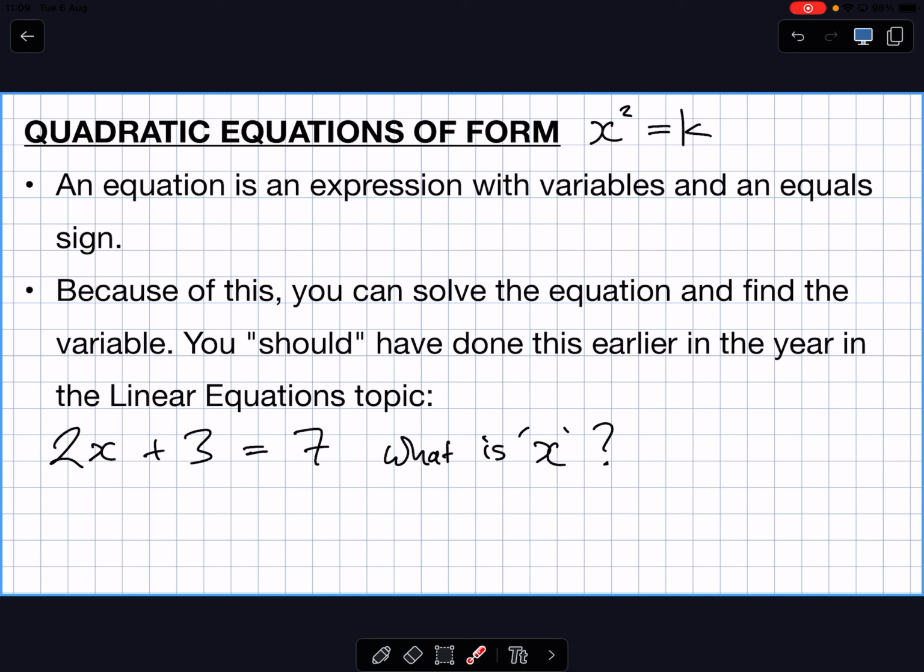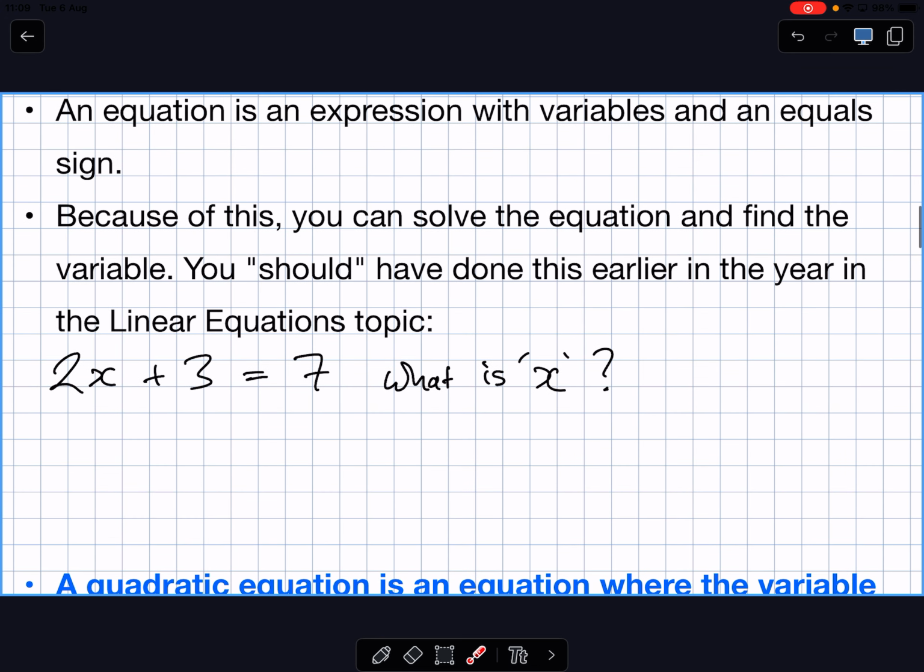Is there one variable here? Is there an equal sign? Because I have that, I should be able to find x. So can someone help me out? What steps would I do to get x by itself? I don't want to know what 2x is. I want to know what x is. What would I do?